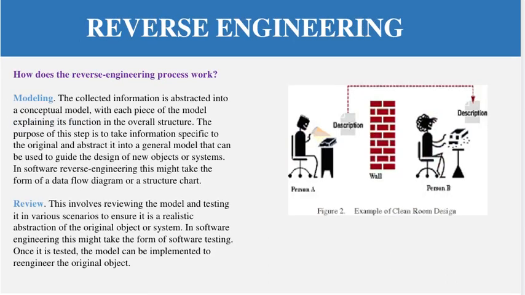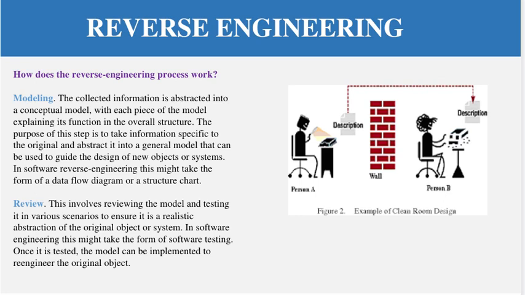Then modeling. Whatever information you have collected, you will abstract it into a conceptual model, with each piece of the model explaining its function in the overall structure. The purpose of this step is to guide the design of the new object or system. In software reverse engineering, this might take the form of a data flow diagram or a structure chart. So once you have all the information, you will make the data flow diagram.